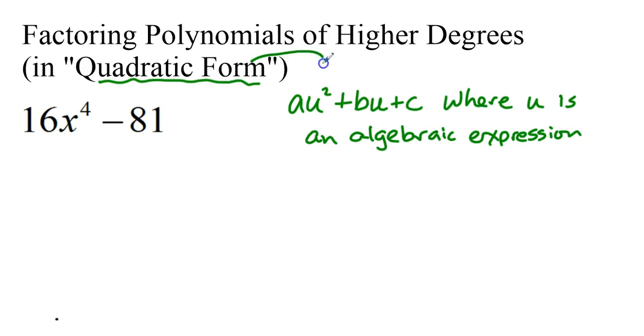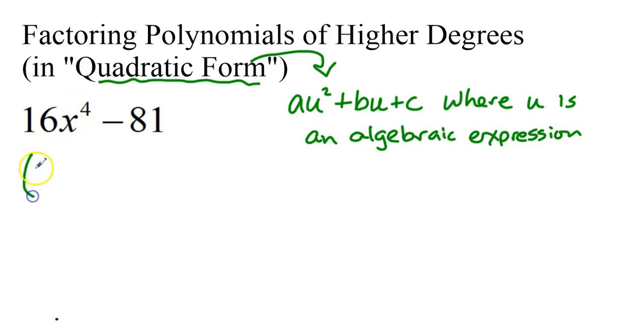That's what we're talking about by quadratic form, okay? So if we can see something of this structure, and in this case we don't have any b, but in fact, we can consider this to be something squared and this to be the constant, okay? So this is in fact a difference of two squares, where 16x to the fourth is a perfect square. So we'll factor this as the difference of two squares.